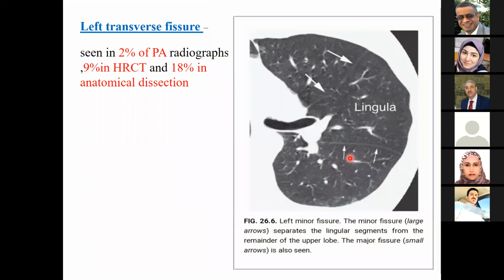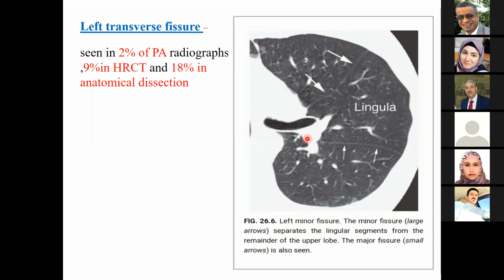The left transverse fissure. The left transverse fissure separates the lingular segment from the remainder of the upper lobe. It is seen in 2% of PA radiographs, 9% on high-resolution CT scan, 18% in anatomical dissection. This is the left transverse fissure.